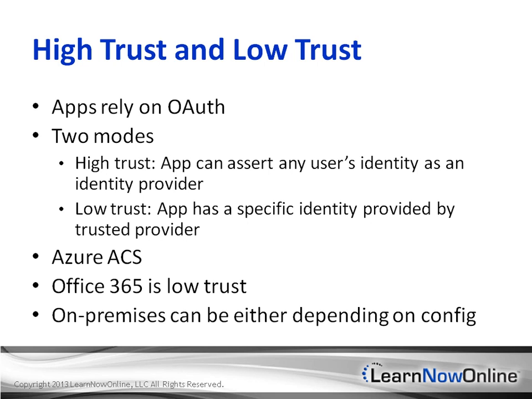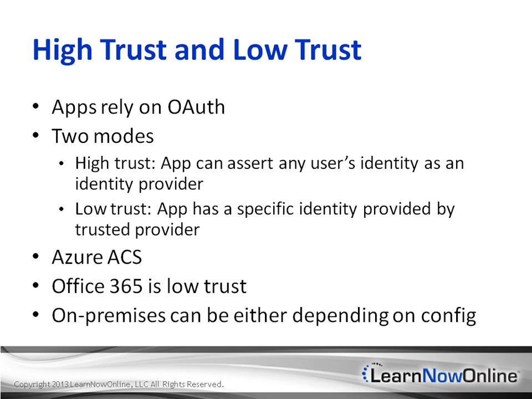Now, the key thing to understand about this is that an app still has permissions. So although in a high trust scenario the app can say, I am this user who may be an administrator, the app itself still has a set of permissions, and it gets the permissions of the app, not the permissions of the administrator. So there is still a box there. So high trust does not necessarily mean the app can do anything. High trust simply means that the app is allowed to pretend to be any user in the directory system.